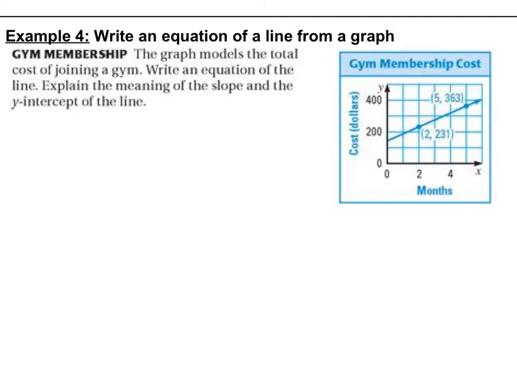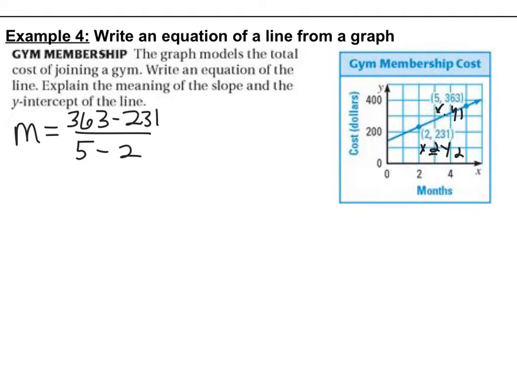So we need to write the equation and then figure out what the slope and what the y-intercept mean. Okay, so first we'll go with slope. So we have our x1, y1, x2, and y2. All right, so we'll do our change in y's. So we'll go 363 minus 231. That's going to be over 5 minus 2. This is going to be 132 over 3. And then if we simplify that even more, we're going to get 44.